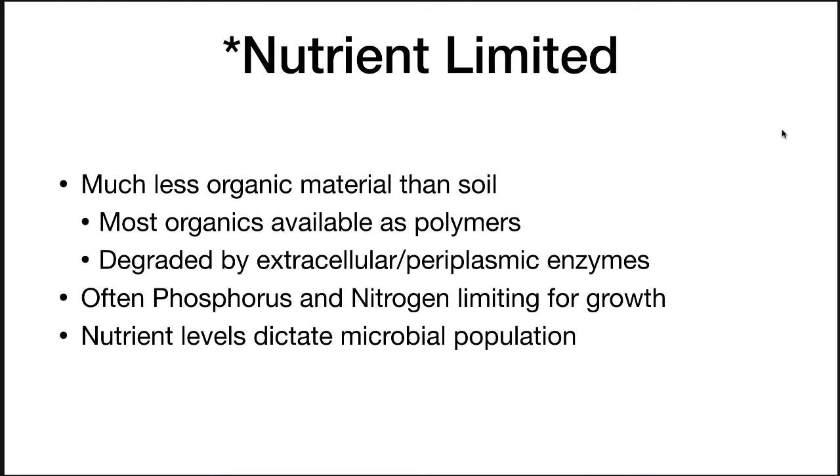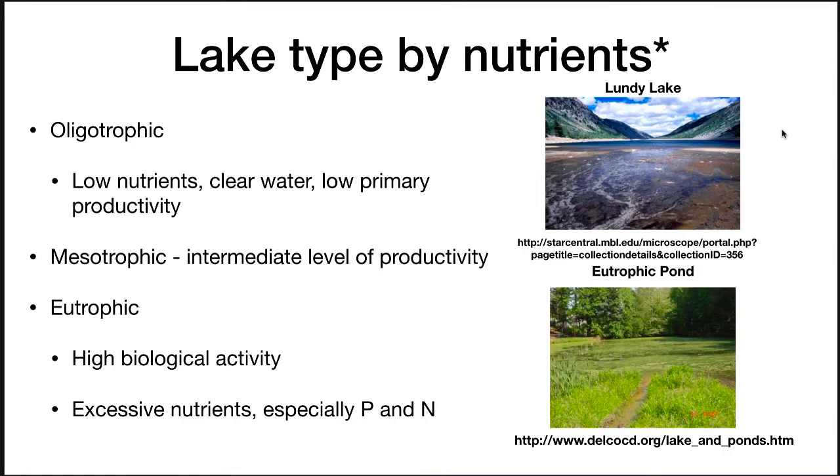One of the big differences between lake environments and soil or terrestrial environments is they're nutrient limited. There's much less organic material in a lake. Most organics are available as polymers, and they're degraded by extracellular or periplasmic enzymes. Often, phosphorus and nitrogen are limiting for growth in these environments, and the nutrient levels will dictate the microbial population in the lake. You can classify lakes by the type of nutrients they have.